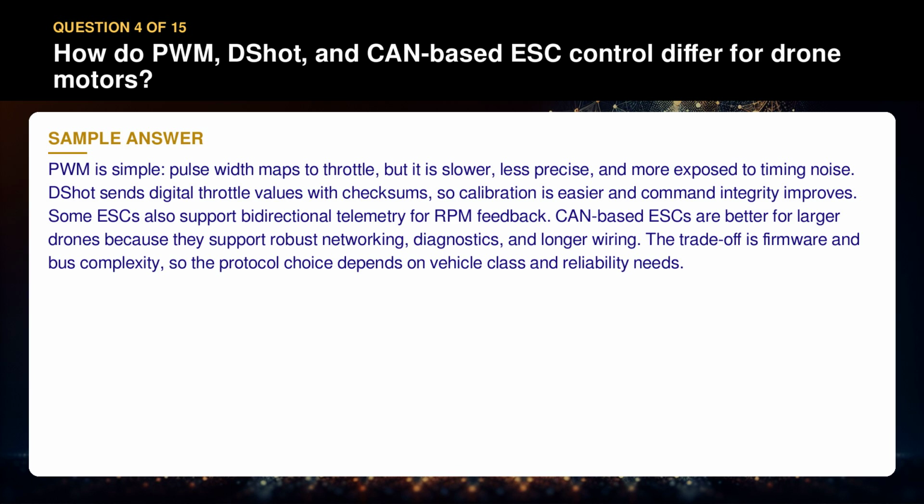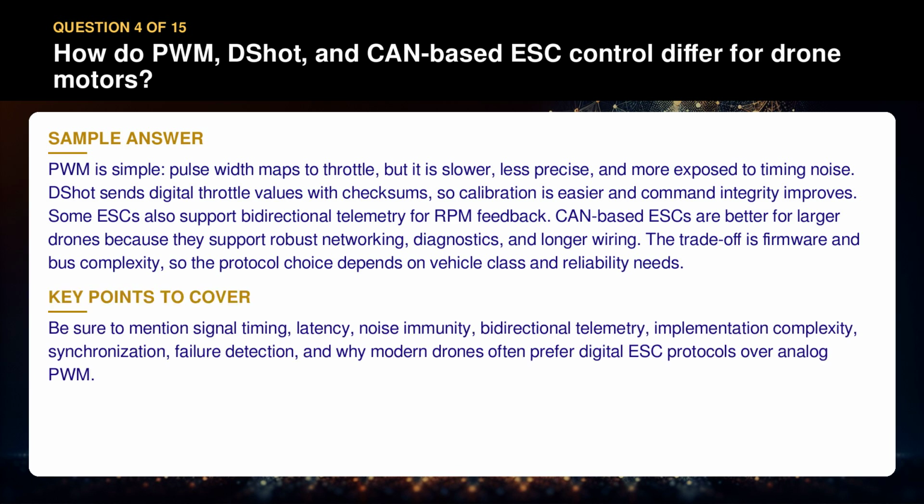CAN-based ESCs are better for larger drones because they support robust networking, diagnostics, and longer wiring. The trade-off is firmware and bus complexity, so the protocol choice depends on vehicle class and reliability needs. Be sure to mention signal timing, latency, noise immunity, bidirectional telemetry, implementation complexity, synchronization, failure detection, and why modern drones often prefer digital ESC protocols over analog PWM.